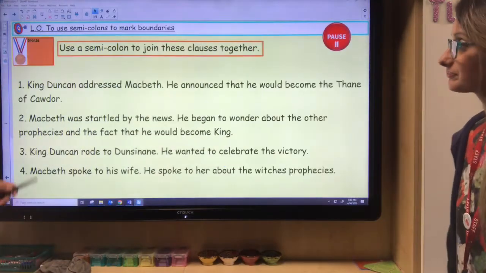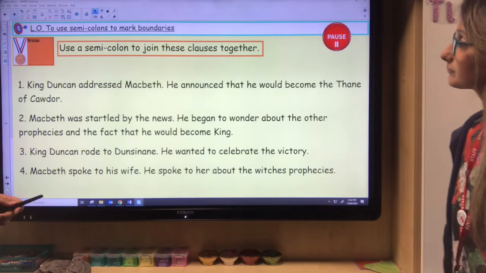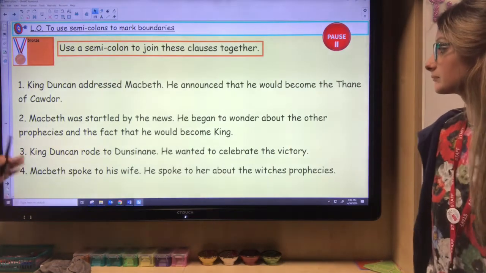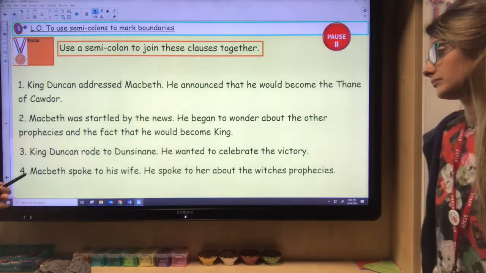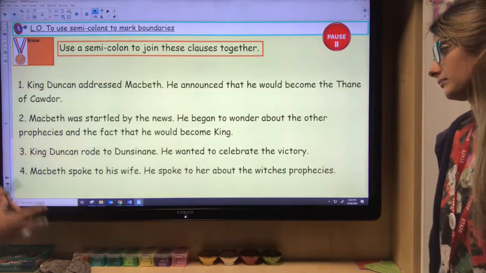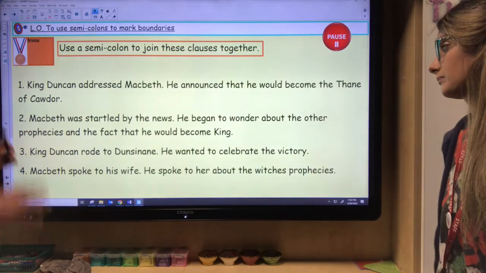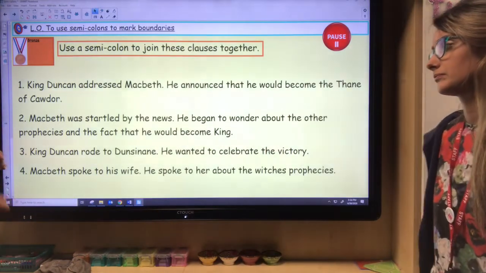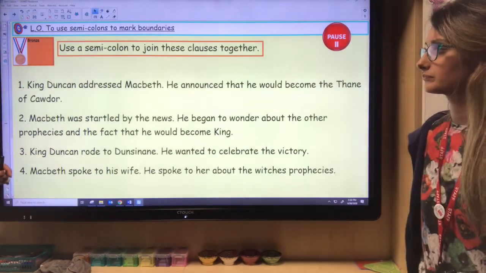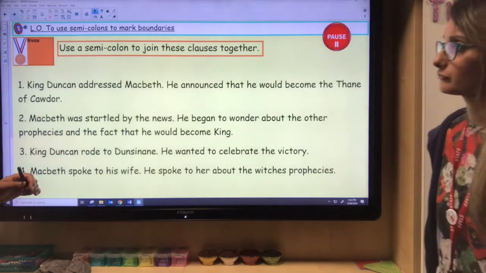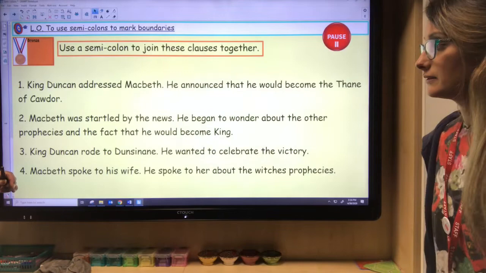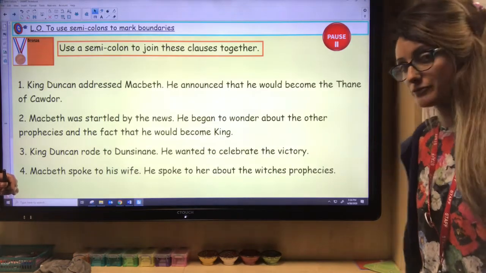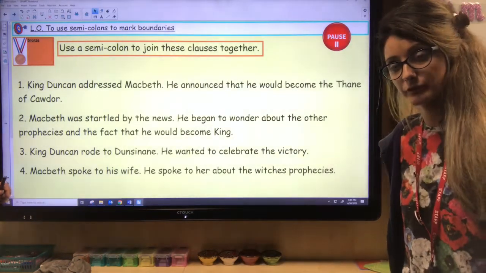Right, so bronze is just the following. Use a semicolon to join these clauses together. So have a think, where would the semicolon go, and join the clauses together, so rewrite the sentences. Hopefully you'll be able to identify that quite well. Remember, you've got two main clauses. You can use a semicolon to replace 'and' or replace the full stop. And remember to punctuate, so be careful after your semicolon if you need a capital letter, because quite often you don't unless it's a proper noun. So just be really careful with that.